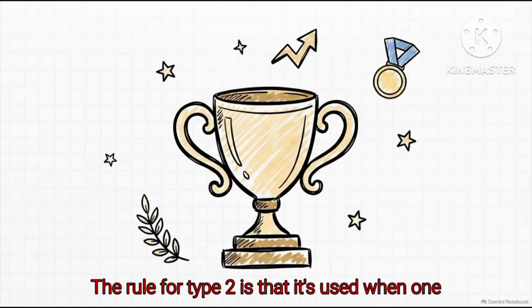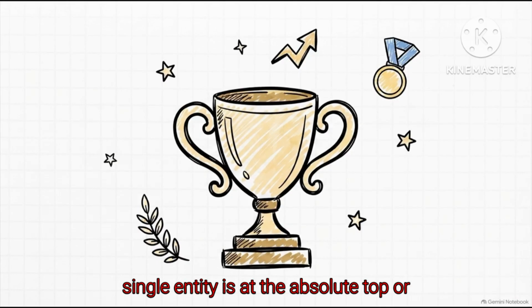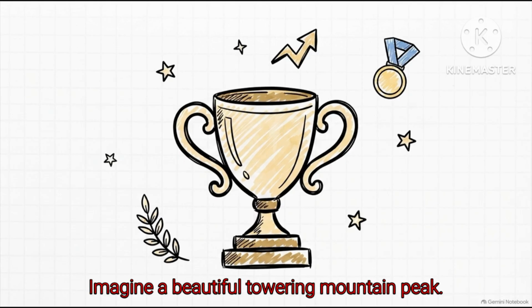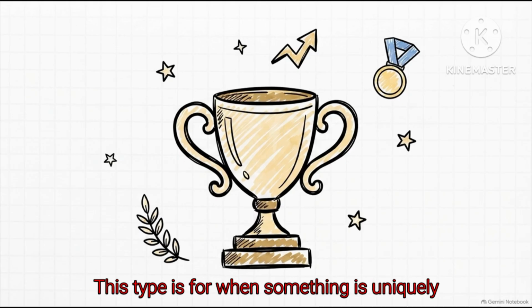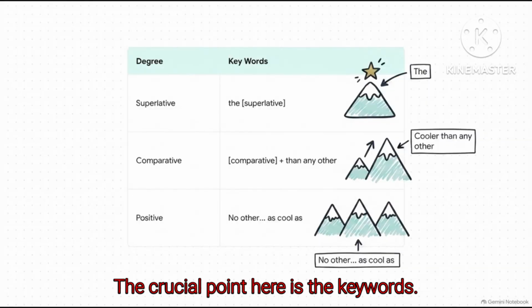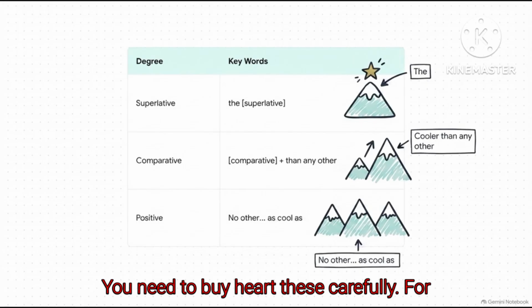The rule for Type 2 is that it's used when one single entity is at the absolute top or absolute bottom of a group. Imagine a beautiful, towering mountain peak. This type is for when something is uniquely number 1, standing tallest above all the others. The crucial point here is the keywords. You need to by heart these carefully.